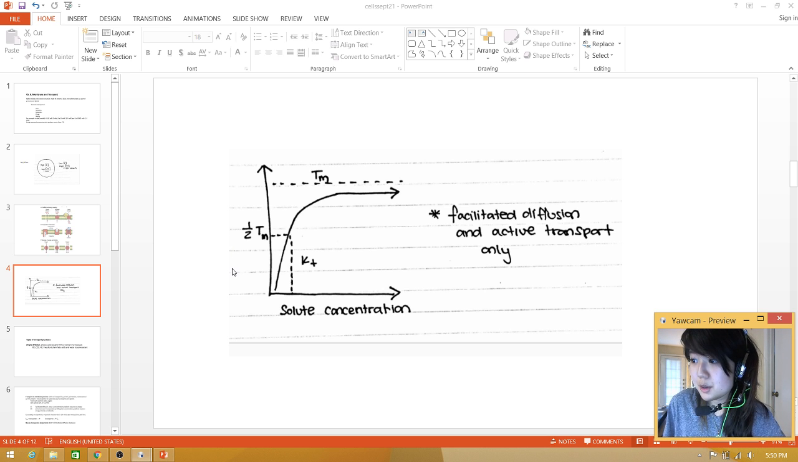For simple diffusion, the solute will never saturate, and this is because simple diffusion does not require a vehicle to transport solutes across the membrane, so particles will continue to move across the membrane basically forever.